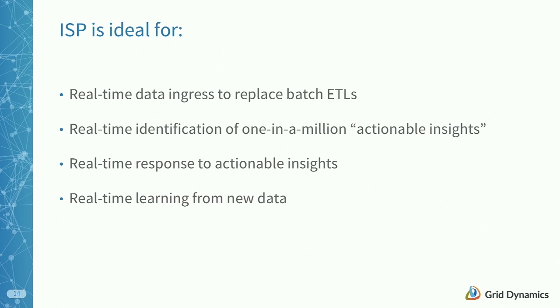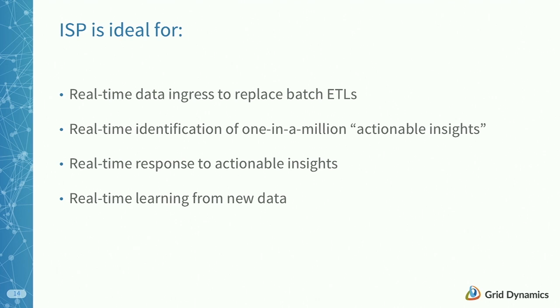The second large class of problems I generally call the problem of filtering, or identification of actionable insight. Actionable insights are really 1 in a million. If you think about it, most of the events are uninteresting. You have a beacon that is sitting there and just reading the reads, and reading the reads.